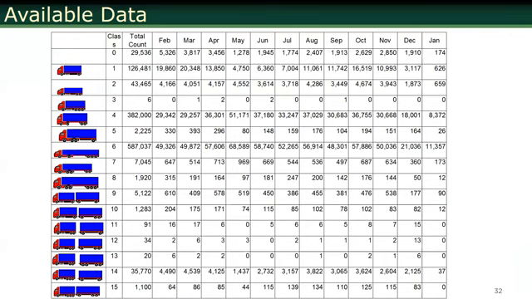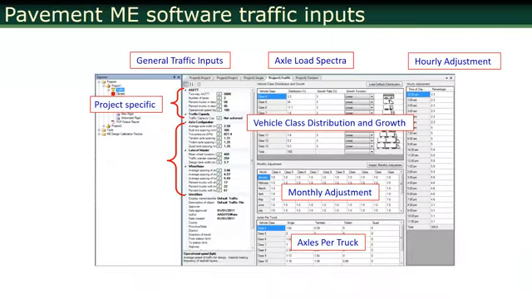This is called a classified count, and I come up with inputs, how many inputs can I come up with? So you can see there are a whole bunch of inputs. Let's see which ones I can get from that. From that, I can get vehicle class distribution, monthly adjustment factors, and axles per truck. All these I can get. Growth, I cannot get from that because that's only for 1 year, so we don't know what growth is going to be. So you have to somehow find another way of estimating the growth.